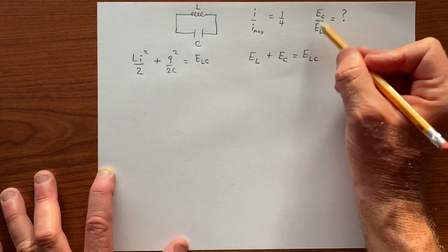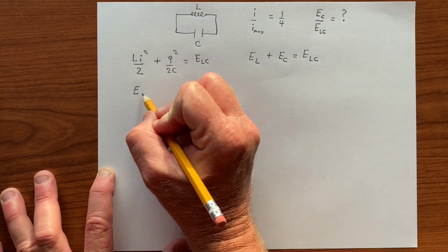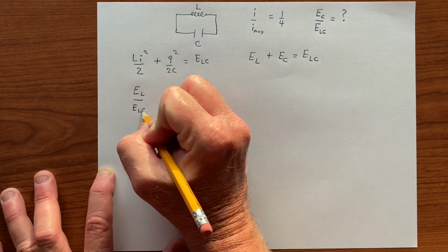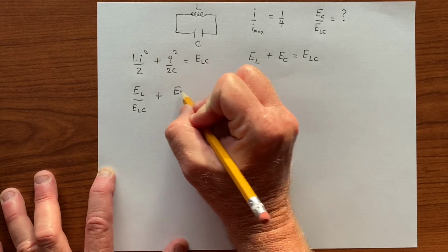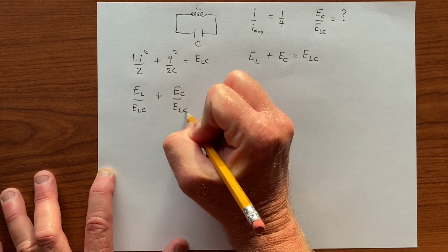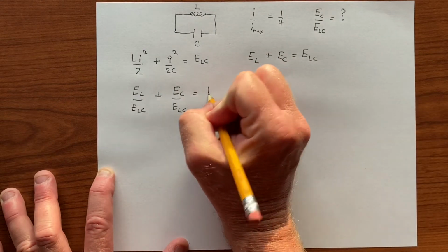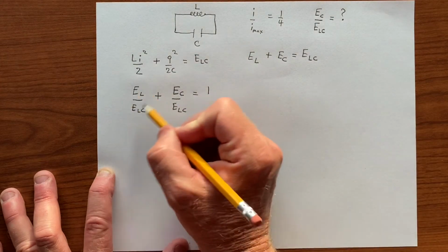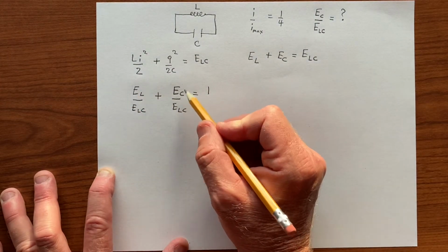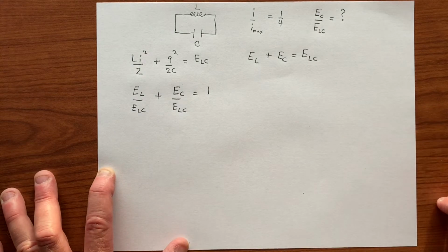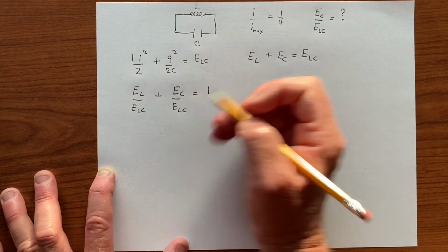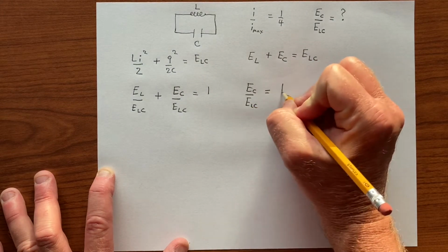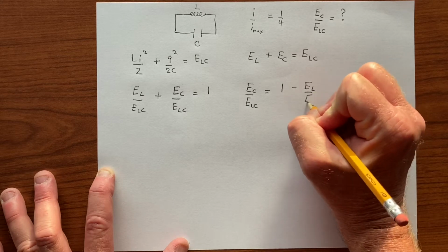And in terms of fractions, we just divide by the total energy. We divide everything by the total energy: EL over ELC, plus the energy in the capacitor over the total energy, EC over ELC. That's what we're looking for. This must be equal to 1. So in terms of fractions of energies, the fraction of the total energy in the inductor plus the fraction of the total energy in the capacitor must equal 1. So we want EC over ELC. That means that if we go through energy conservation, that must be 1 minus EL over ELC.